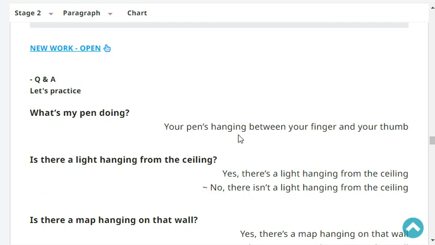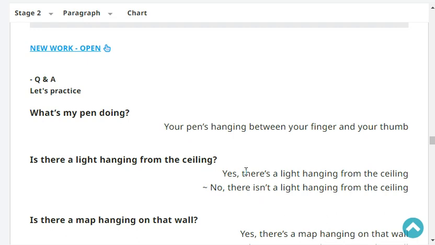Your pen is hanging between your finger and your thumb. Between your finger and your thumb. Very good.